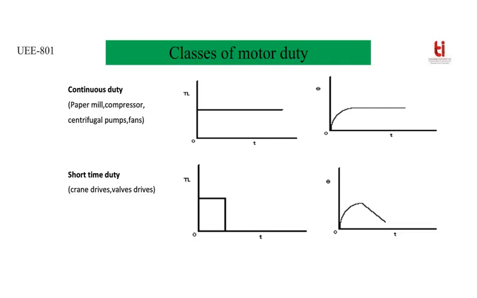So there is a TL versus t graph. In the corresponding theta versus t graph, we can observe that the temperature increases from 0 to a steady state value. In short time duty, for some duration of time load is given to the system, and enough time is allowed to cool the system. In the corresponding theta versus t graph, you can see that initially during the on period the temperature increases, then the temperature decreases. Here we can say that the cooling time constant is larger than the heating time constant. This is a very important case.